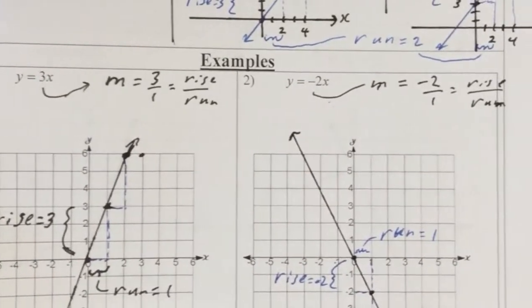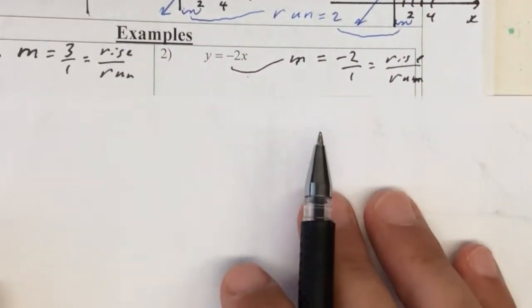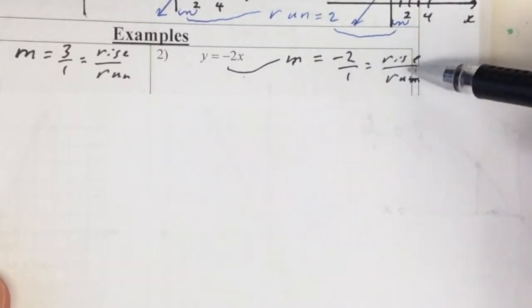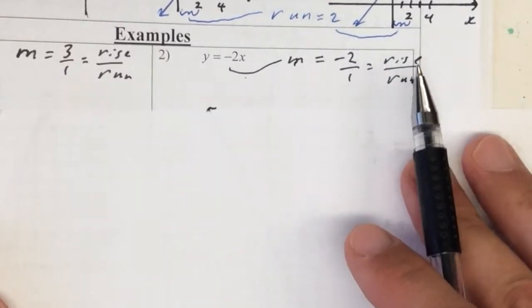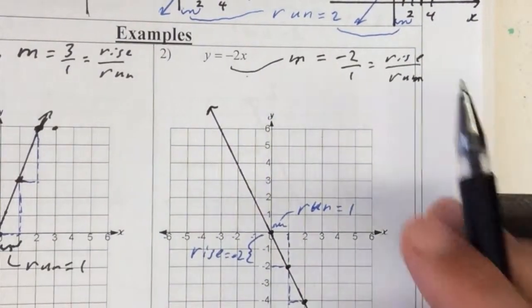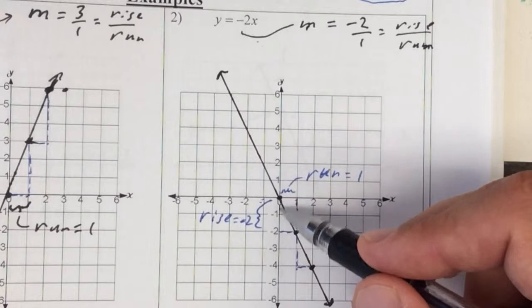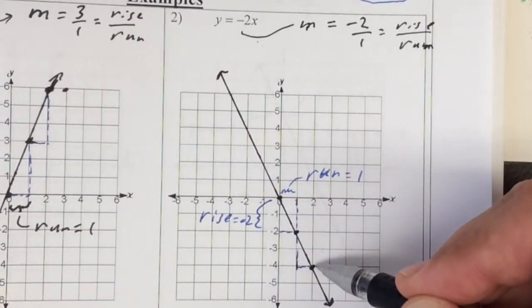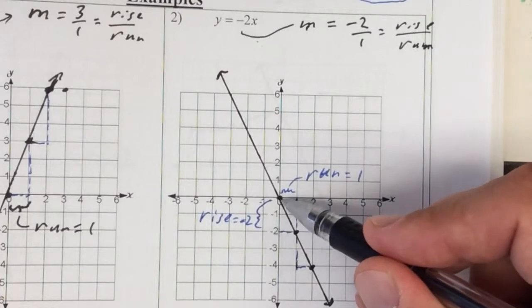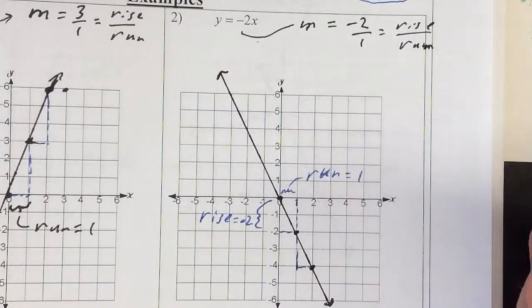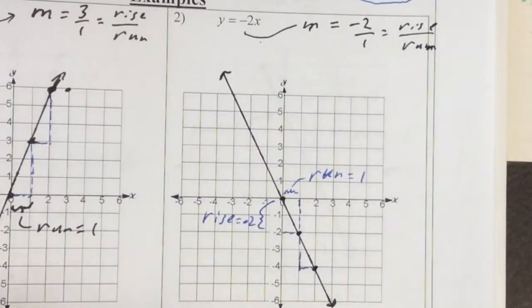Okay. In the second example here, y equals negative 2x. Slope is negative 2 over 1. Okay. You're going to start from the origin again because the y-intercept is 0. And you're going to rise negative 2, run 1. Down 2, run 1. Okay. Starting point, down 2, run 1. Down 2, run 1. Got a couple points. Now you can draw the line through it.